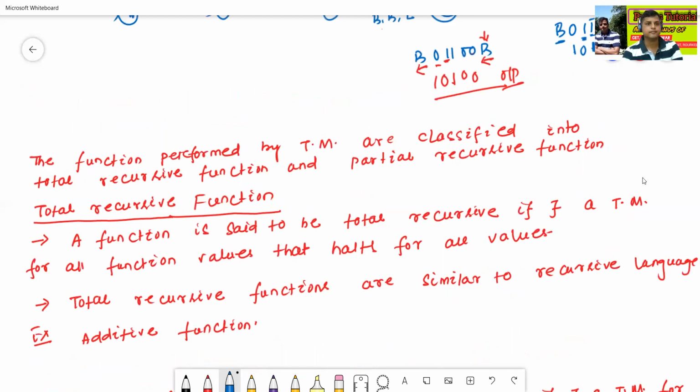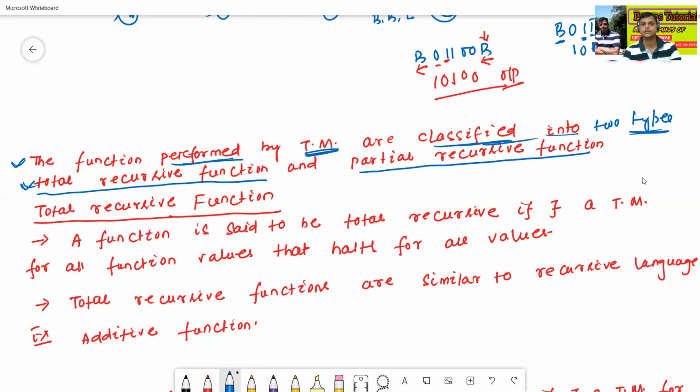See, the functions performed by a Turing machine are classified into two types. The first one is called total recursive function, and the second one is called partial recursive function.